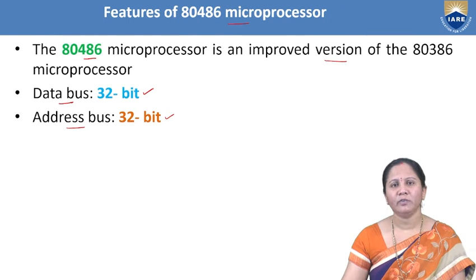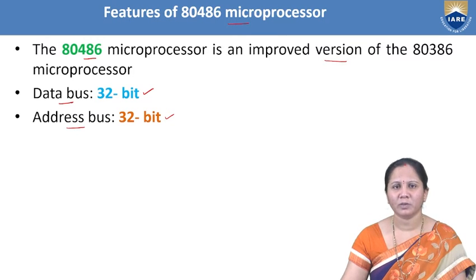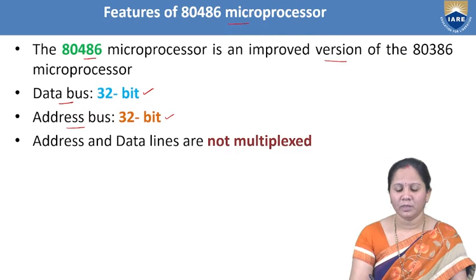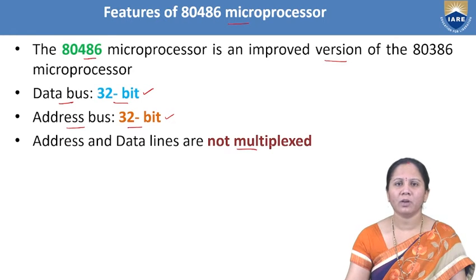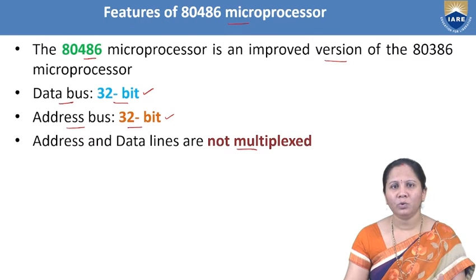That means different address lines and separate data pins will be there in the pin diagram of the 80486 microprocessor. So here the number of address lines is 32 and the number of data lines is 32. In the pin diagram of the 80486, address lines and data lines are not multiplexed. Multiplexing generally means a single pin functioning as two functions. But in the 80486, the signals are not multiplexed.